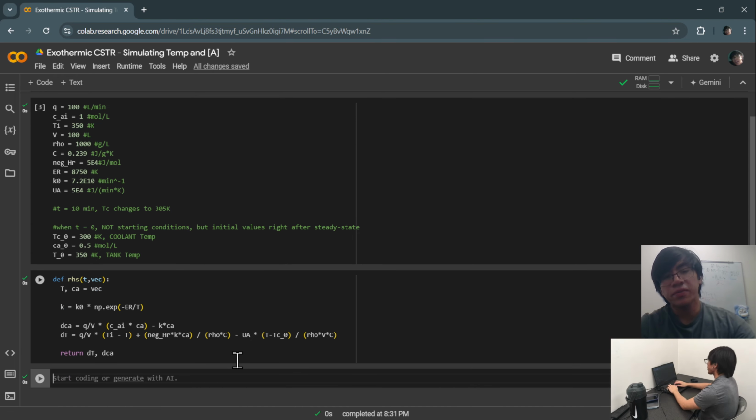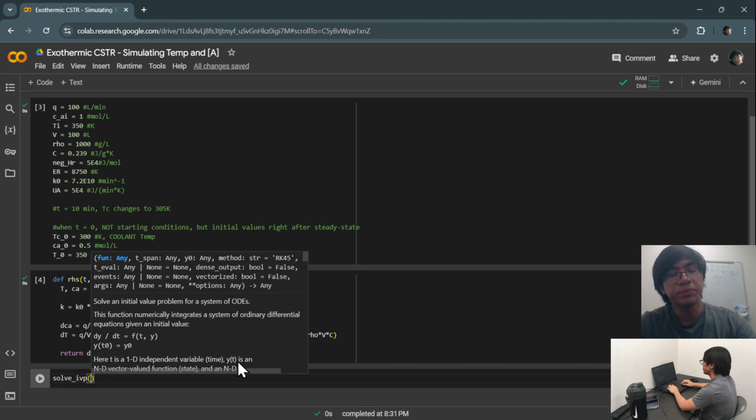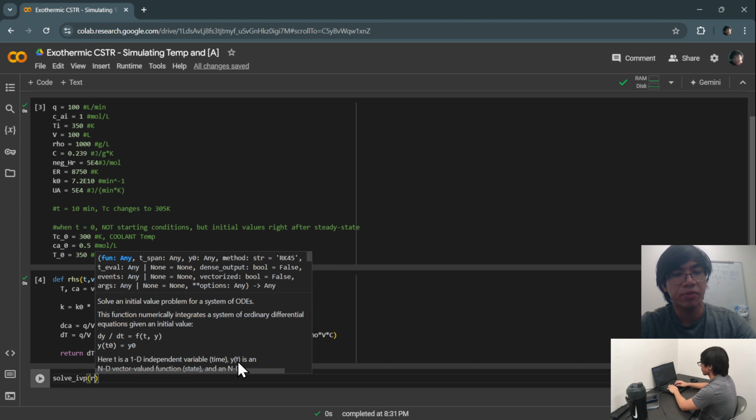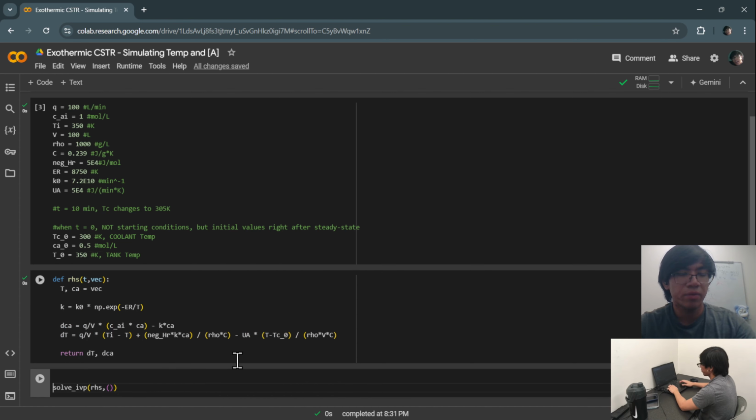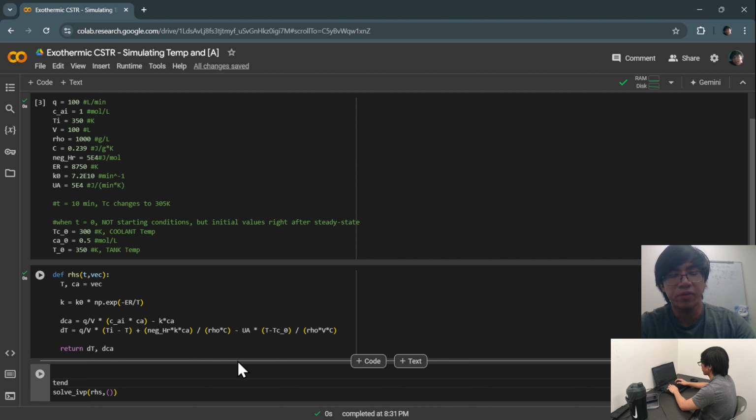So what's next? We have solve IVP. Remember, solve IVP takes a couple parameters. We have our function, so the right-hand side, and then we'll have a range that we'll define. Usually we put 0 to t end. I believe it's 10 minutes in this problem. Yes, I put it here.